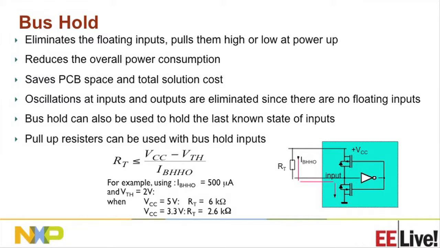It can also be used to hold the last known state of the inputs. And the idea is you would need to drive the inputs with larger current or more current if you want to change the state. And that current is specified here as IBHHO in the data sheet, up to 500 microamps. Bus hold does not guarantee that when your device comes up, the inputs will be pulled up or pulled low. But if you want to make sure those inputs are always pulled up, you can calculate a pull-up resistor and use it in your design here with the bus hold inputs.